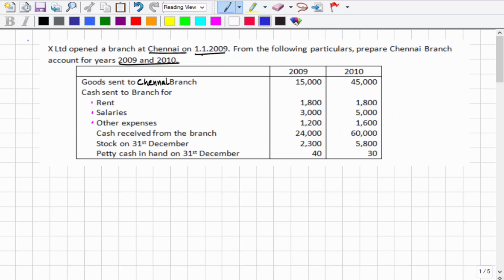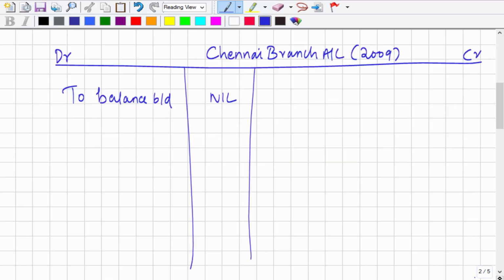Now, any goods sent to branch in 2009? Yes, goods sent to Chennai branch in 2009 is 15,000. So here we'll write Chennai branch account debit to goods sent to branch. And what was the amount? It was 15,000. Fine. Go back to the question.